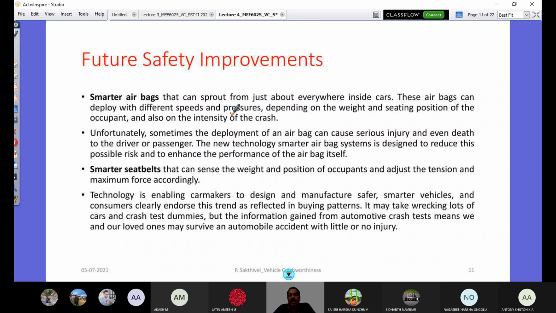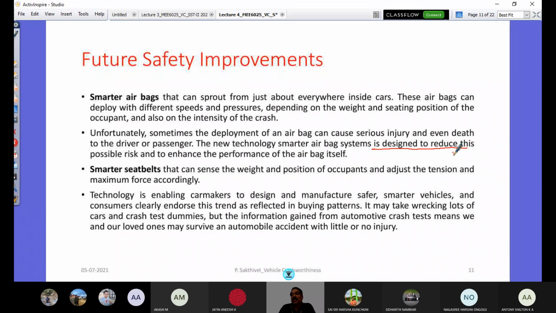Unfortunately, sometimes the deployment of an airbag can cause serious injury and even death. So the airbag application is very important, right, to the driver or passenger. The new technology, the smarter airbag system, is designed because an airbag in a car is the same. So I drive, or my kid is driving, or an elderly person is driving.